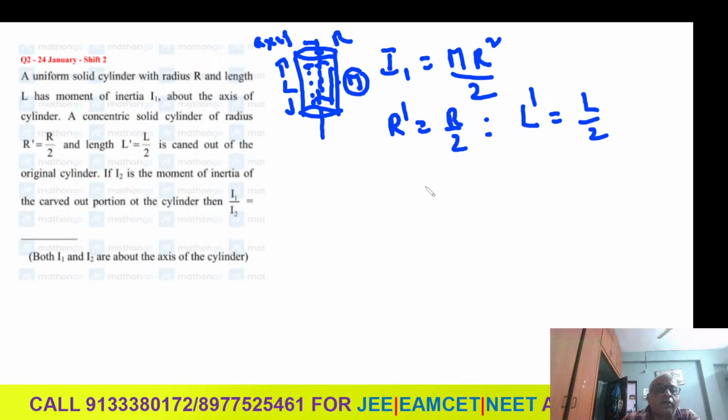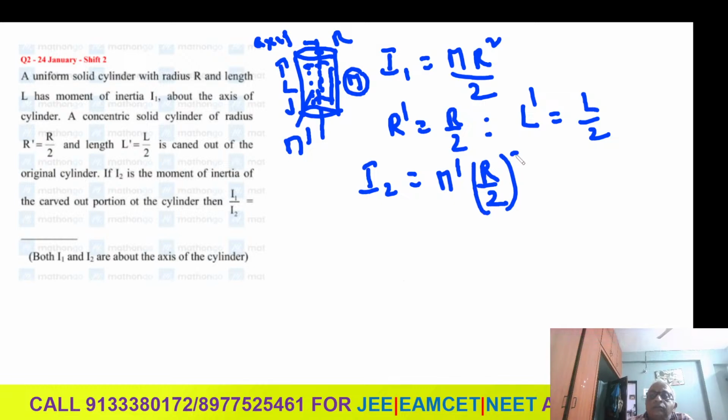I2 is the moment of inertia of the carved portion, the removed portion. The removed portion's radius is R by 2, but the mass will also change. The inner mass is m dash, which is MR square by 2 with R replaced by R by 2, whole square. Instead of R, we get R by 2.